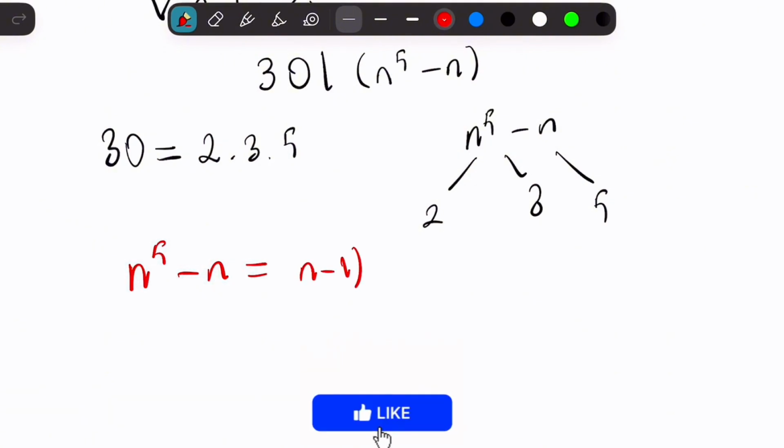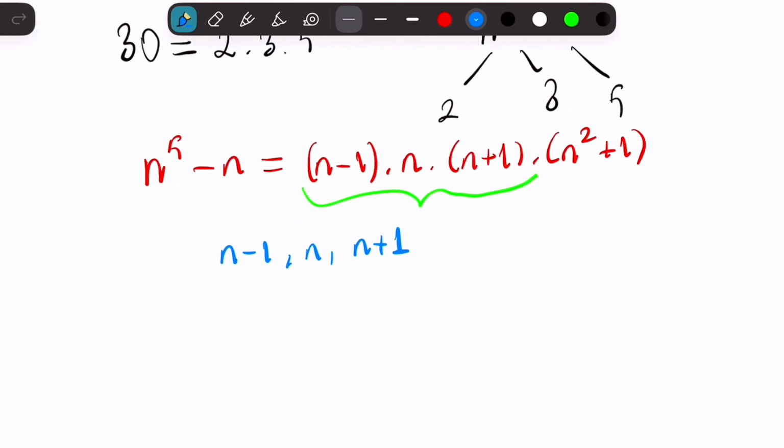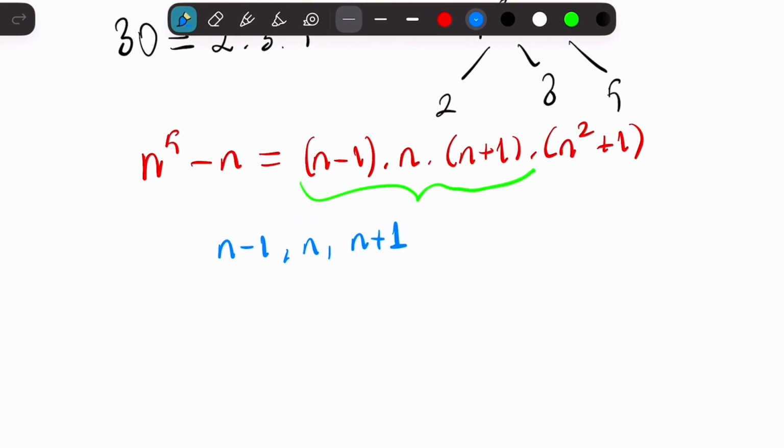If we factor this expression algebraically, for example, I would write it as n minus 1 in brackets, times n, times n plus 1, times n squared plus 1. Now, which part do we need to pay attention to here? The part n minus 1, n, and n plus 1 are 3 consecutive numbers, increasing one by one.